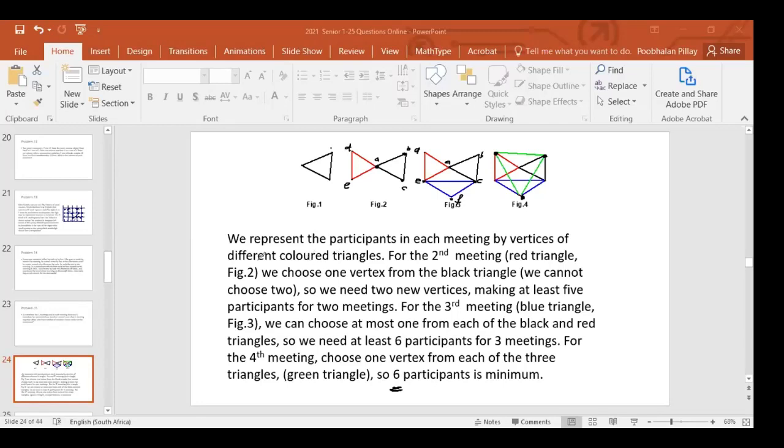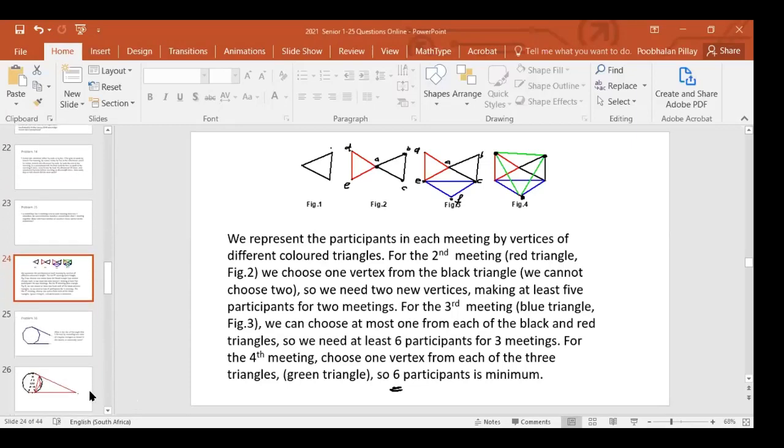So I've written out the whole solution here in full with that argument. So when I give you the recording, you can see what the solution is.